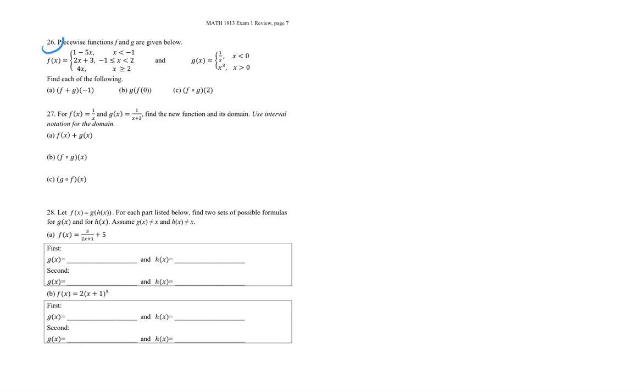All right, we're going to start on problem 26. Piecewise functions f and g are given below, and it says find each of the following. So the first is looking for f plus g of minus 1. So this is going to be equivalent to f of minus 1 plus g of minus 1.